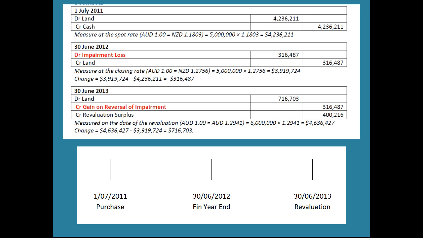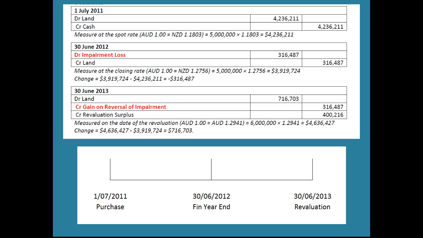Now, if you'd taken this straight through accumulated impairment, then you'd split this between reversing out that accumulated impairment and then picking up the rest through land. But because we did it straight through land, it all goes up here. We pick up the gain on reversal. So we had a loss here, and we pick it up through a gain.